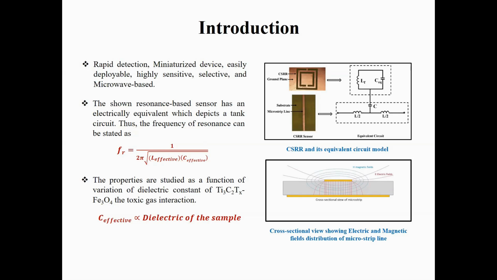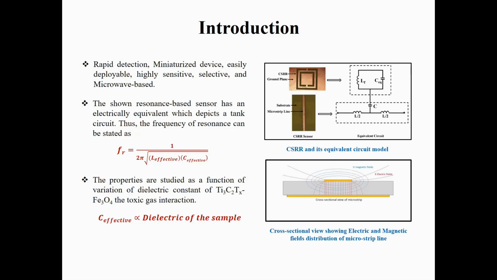Basically, the CSRR has first a conducting plane, called the ground plane. Then in between there is a substrate, which is a dielectric. In our case, it is FR4. And at the bottom, we have a transmission line, a microstrip line, which is again conducting. In our case, the conducting plane is copper. So it is ground plane, substrate, and microstrip line. On the ground plane, we have this structure where you can see two square loops.